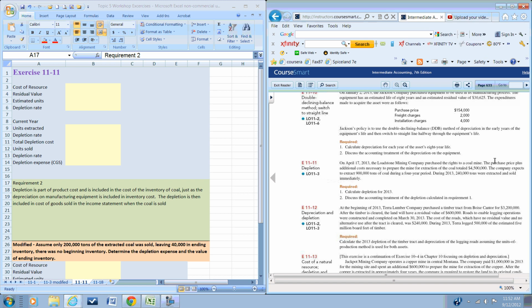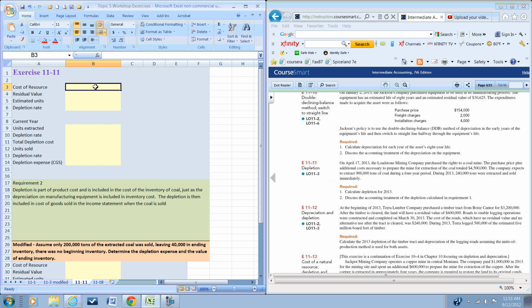Let's look at a problem that uses depletion, which is the allocation of cost over time that we use for natural resources, as opposed to depreciation, which is used on equipment. We have a company that does some mining. They have a coal mine. They purchased the mine with all the development costs and restoration costs.